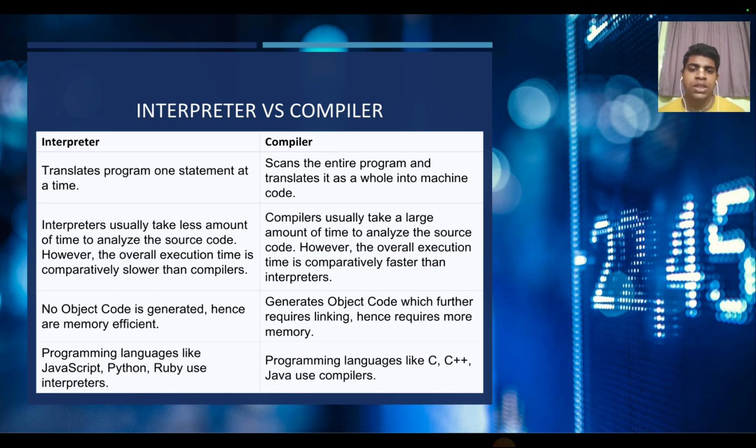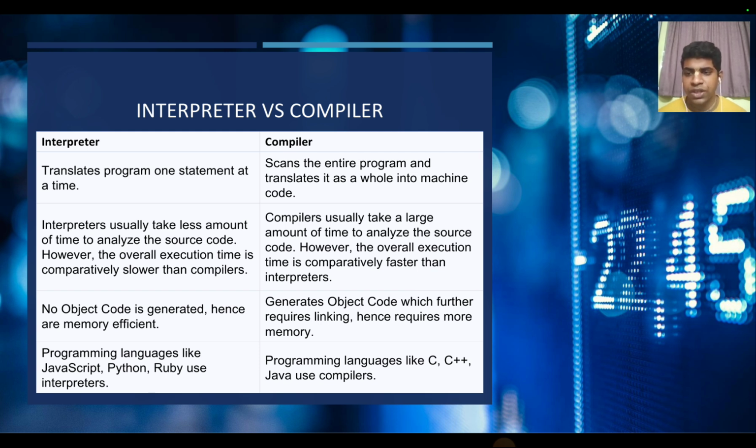But the compiler usually takes a large amount of time to analyze the source code. However, the overall execution time is comparatively faster than interpreters. So comparatively speaking, for the overall execution, the compiler is faster.